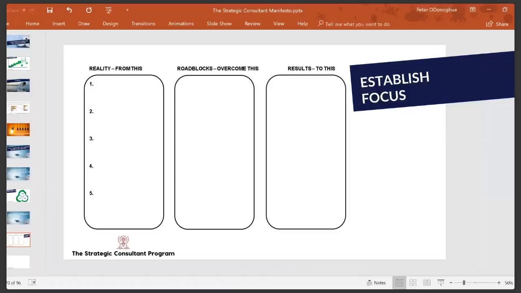So when you get these slide notes, I want you to map that out. What are the 3 projects? And then how are you going to use those projects to take you from the reality, overcome the roadblocks, and what do the results look like that you want to achieve for yourself?